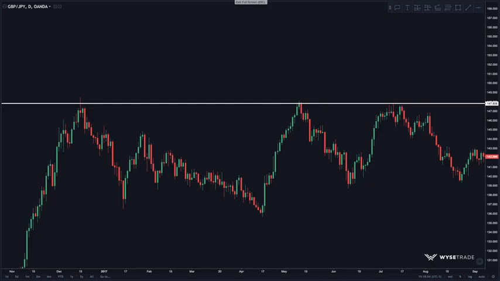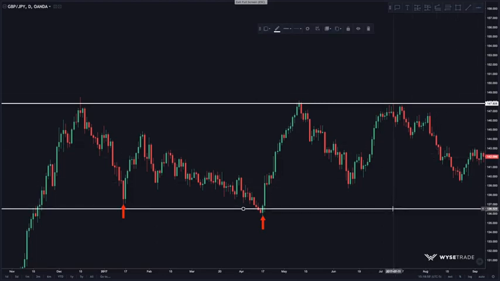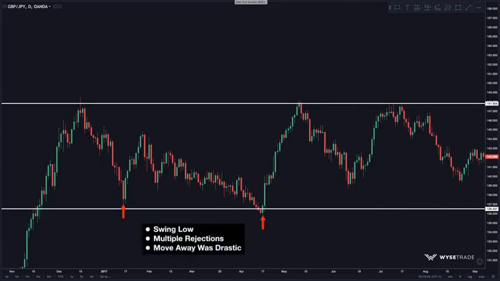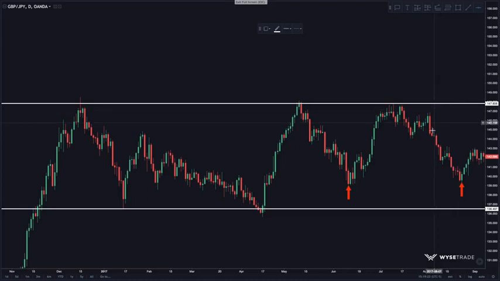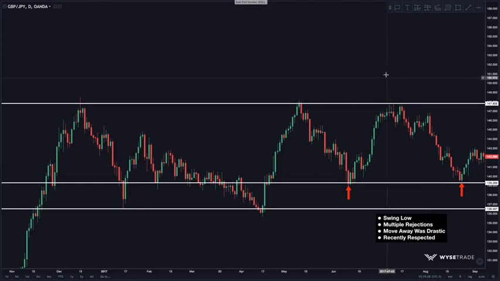Now let's look at the bottom. I noticed 2 rejections, so I draw in a level of support. The criteria that this level satisfies is that it is a swing low, there are multiple rejections, 2 in total, and the move away was drastic. Now, here on the right I noticed 2 rejections, so I draw in another level of support. This level was a recent swing low for this time period, had 2 rejections, and the move away was significant, and it was recently respected.